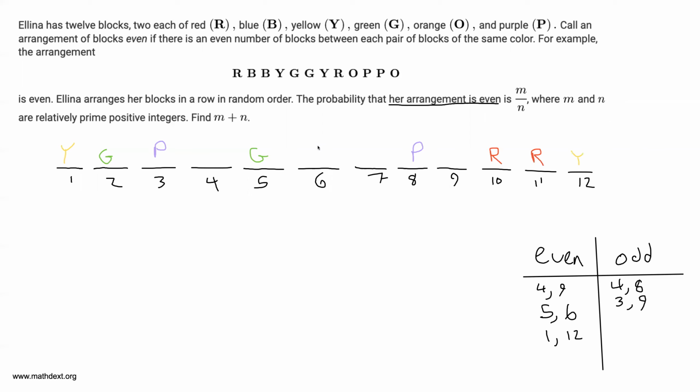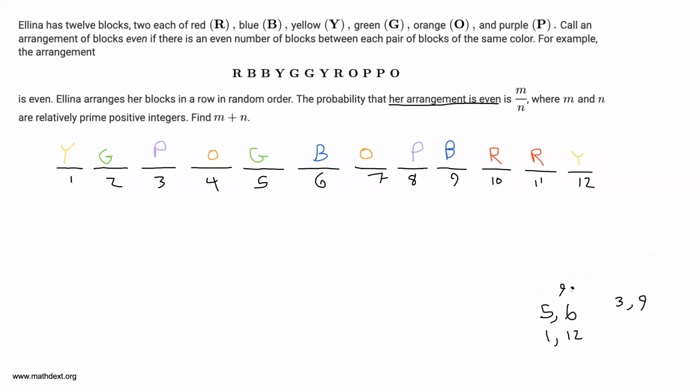My blues, let's say they're on blocks 6 and 9. Let's say my oranges are on blocks 4 and 7. Then you can see that for every color, you have an even number of blocks between them because one of them is on an even numbered slot and one of them is on an odd numbered slot. And we want to find the probability that this is the case.